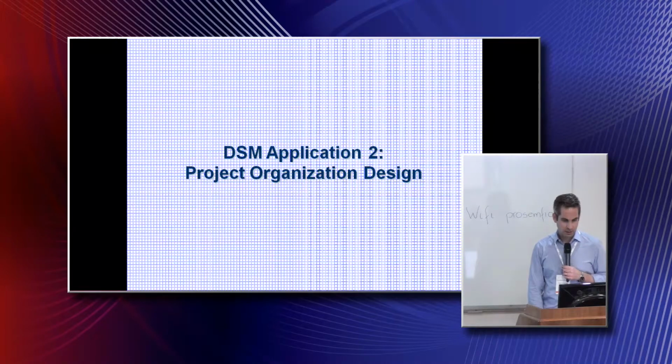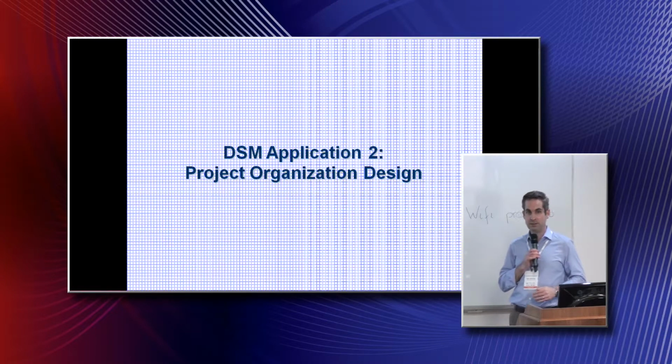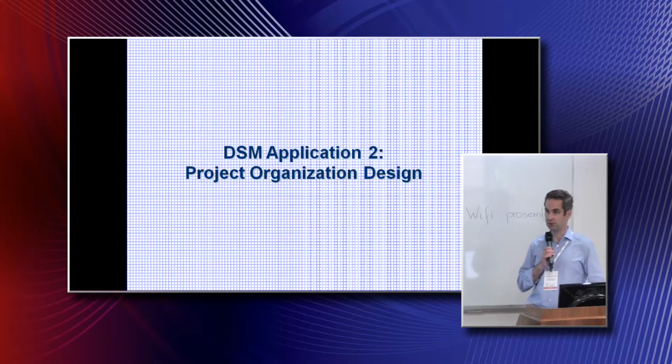And if we had more time, I would go through an org DSM example, but it is also a static DSM. And so it's very similar to the product DSM we've just been looking at. And so I'm going to skip that one because of our time constraint. This example is also in the book if you want to have a more thorough look at it.